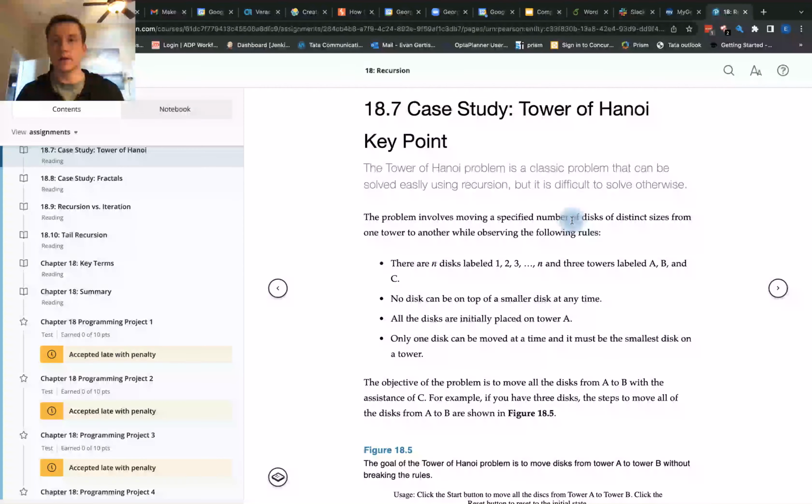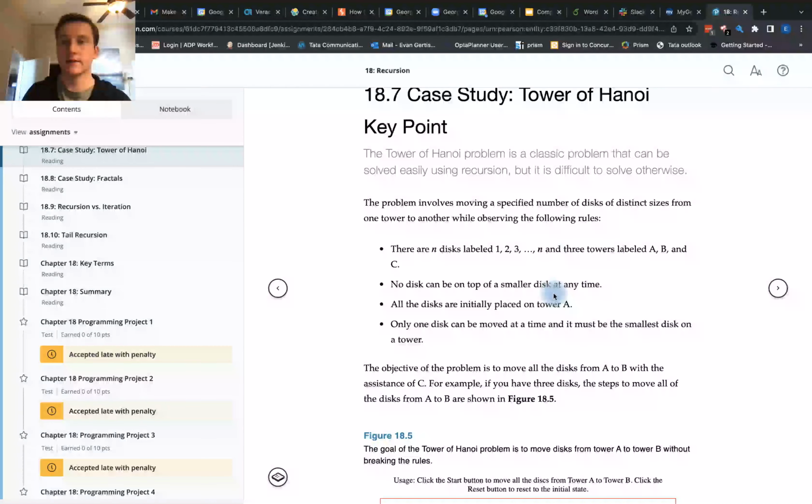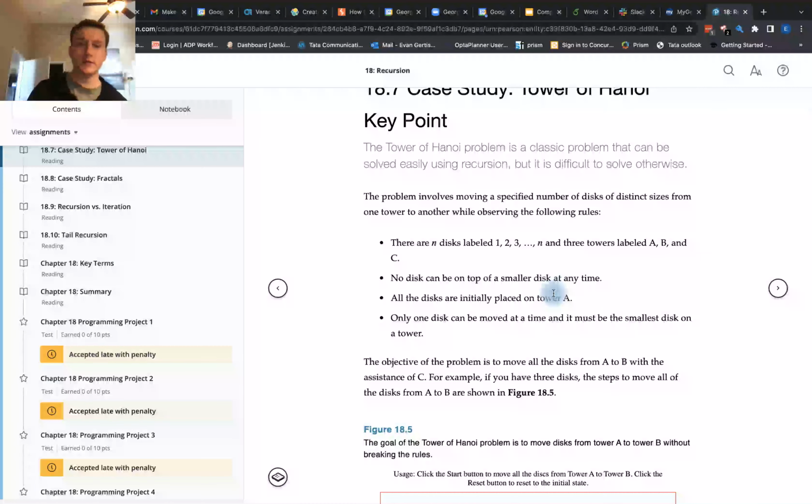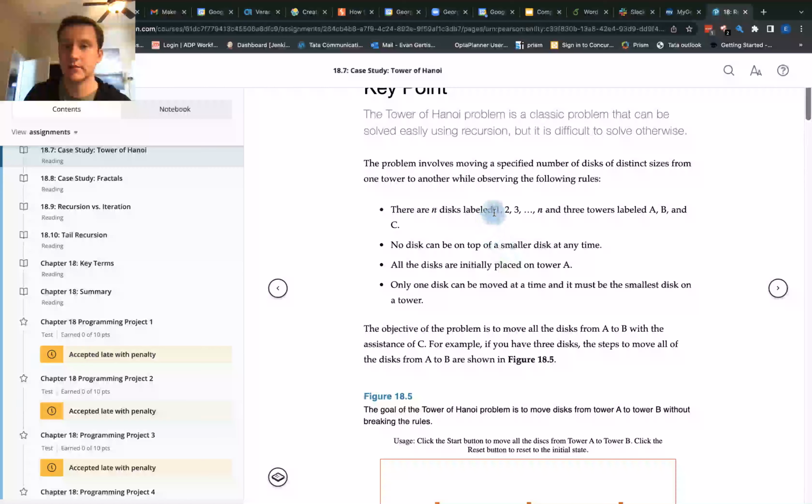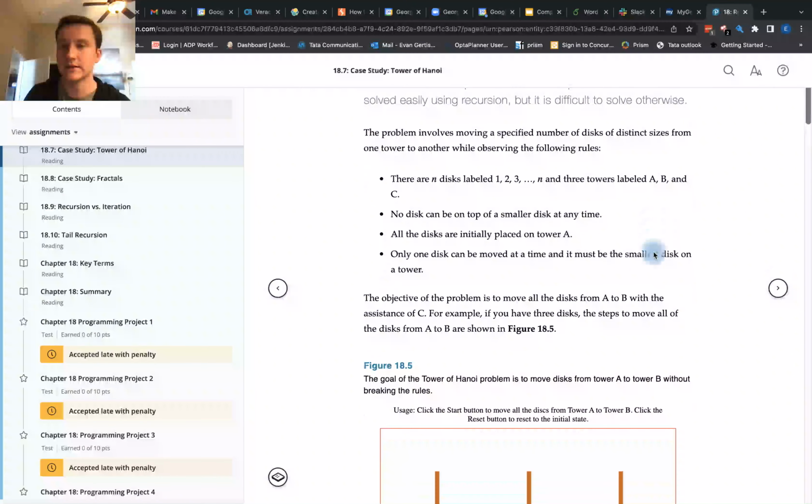Okay, so here we are at another case study, Towers of Hanoi. The Tower of Hanoi problem is a classic problem that can be solved easily using recursion, but it's difficult to solve otherwise. The problem involves moving a specified number of disks of distinct sizes from one tower to another while observing the following rules. There are n disks labeled 1, 2, 3, and 3 towers labeled A, B, and C.